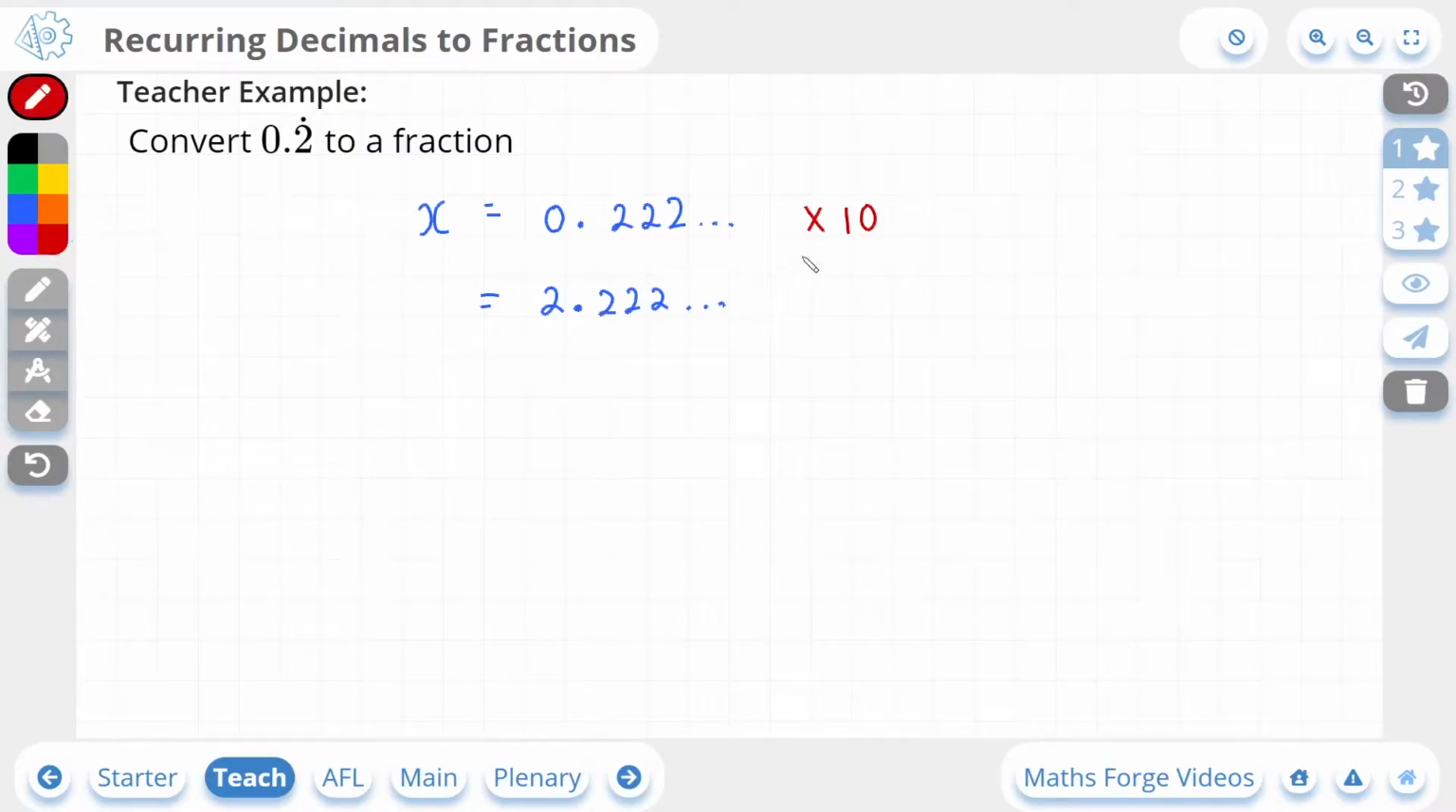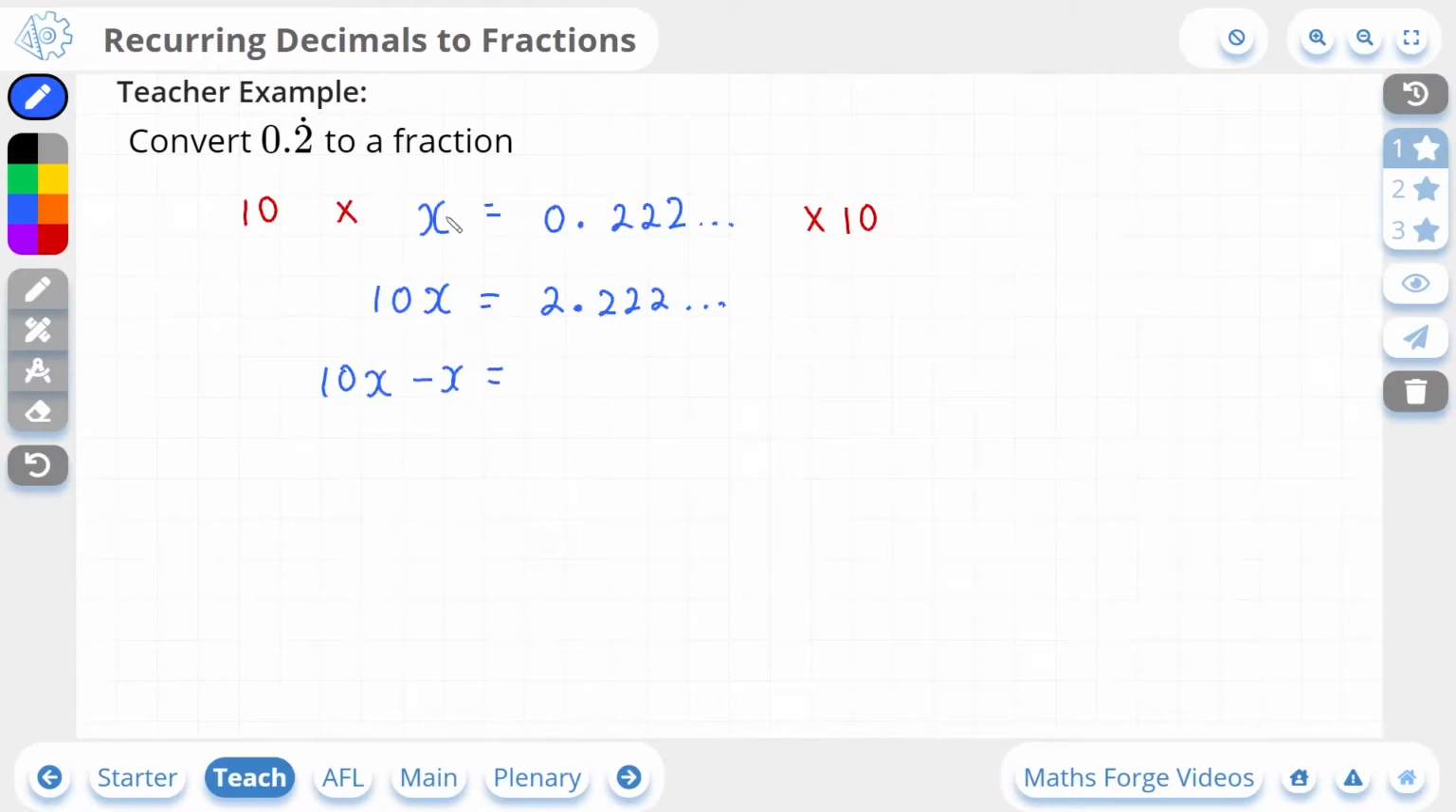Now, because we multiplied the right side by 10, we have to multiply the left side by 10 to keep the equation balanced. And 10 multiplied by x is going to give us 10x. So now we're left with two equations. x is equal to 0.2 recurring and 10x is equal to 2.2 recurring. The next thing to do here is to subtract one equation from the other, the smaller equation from the larger equation. I'm going to do 10x minus x.